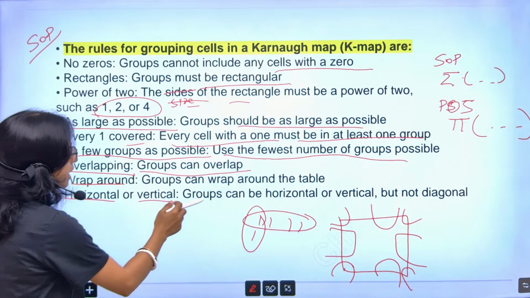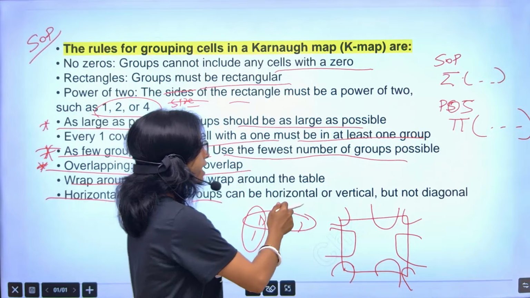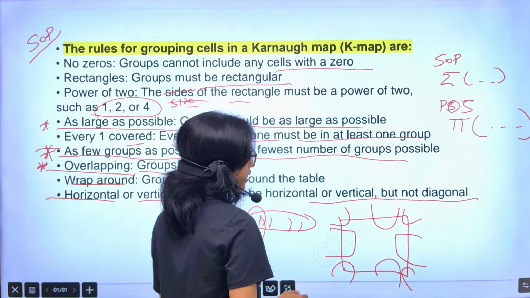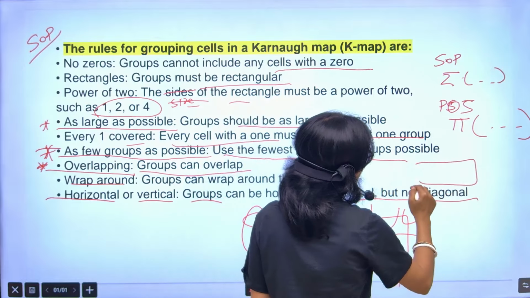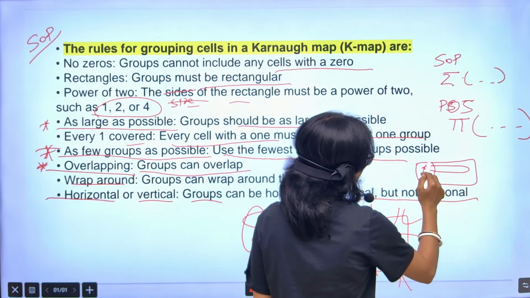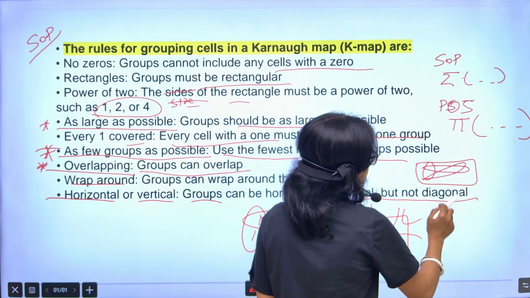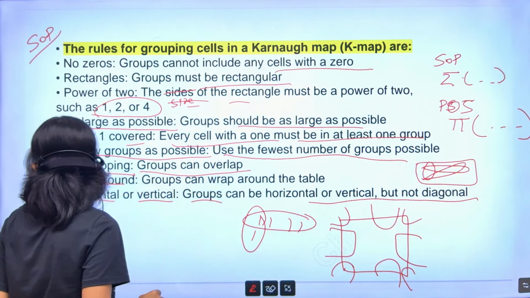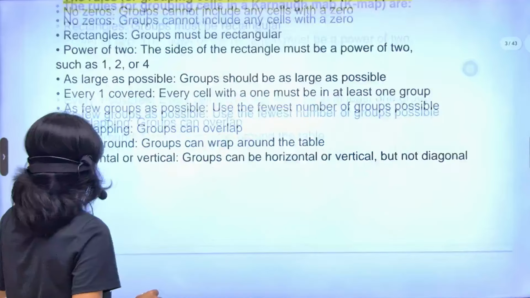Groups can be horizontal or vertical but not diagonal. Whenever you are making a grouping, the group should always be either this way or this way. It is not diagonal. This type of diagonal is not possible. So let's see the image. By looking at the image you will understand.